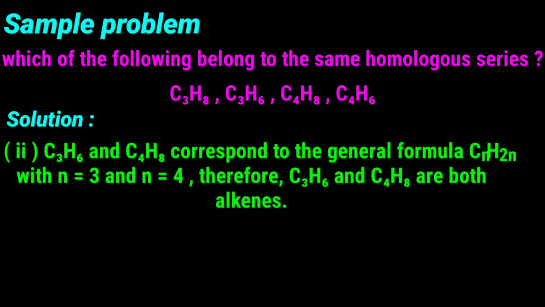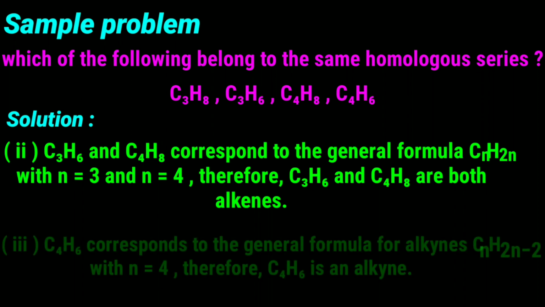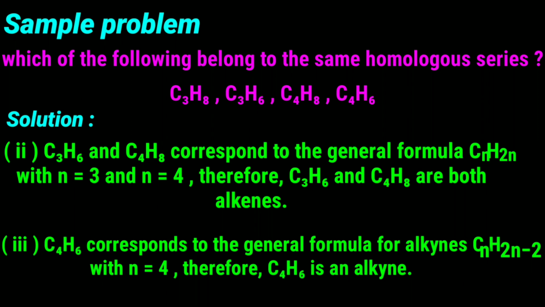C3H6 and C4H8 correspond to the general formula for alkenes CnH2n with n equal to 3 and n equal to 4. Therefore, C3H6 and C4H8 are both alkenes. C4H6 corresponds to the general formula for alkynes CnH2n minus 2 with n equal to 4. Therefore, C4H6 is an alkyne.